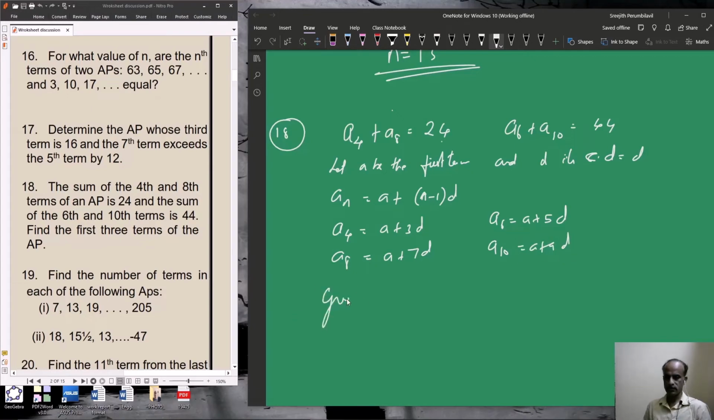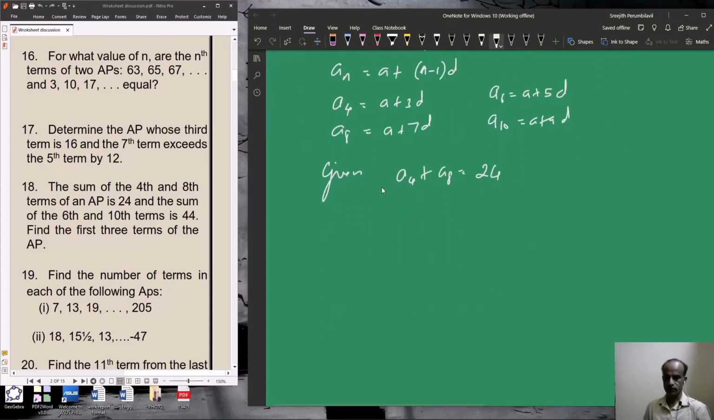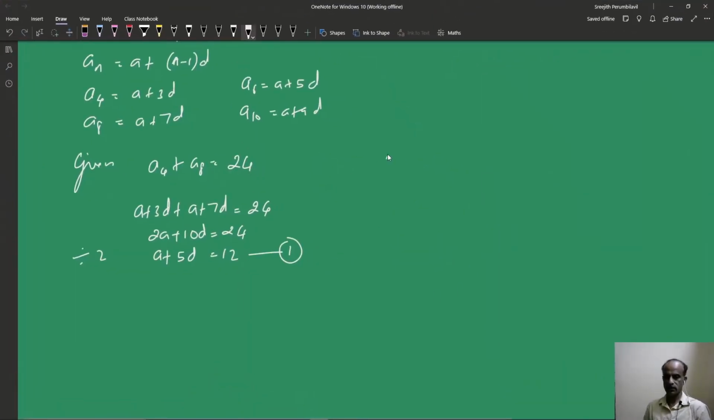Given A4 plus A8 is equal to 24. That is A plus 3D plus A plus 7D is equal to 24. 2A plus 10D is equal to 24. Dividing throughout by 2, A plus 5D is equal to 12. Relation number 1. Similarly, let us check whether we get one more relation.